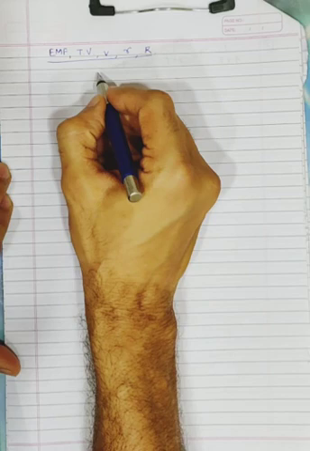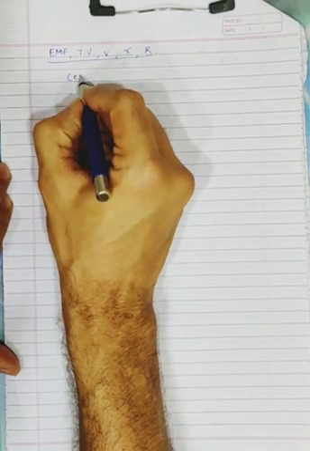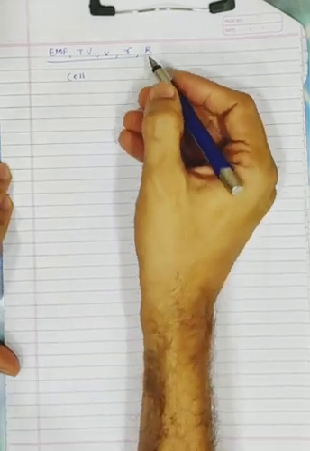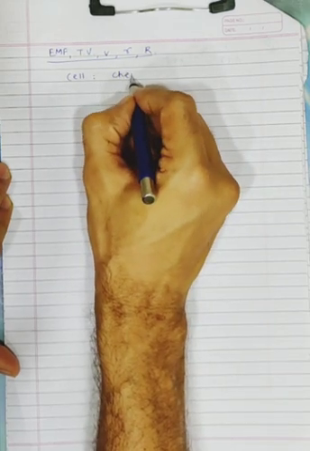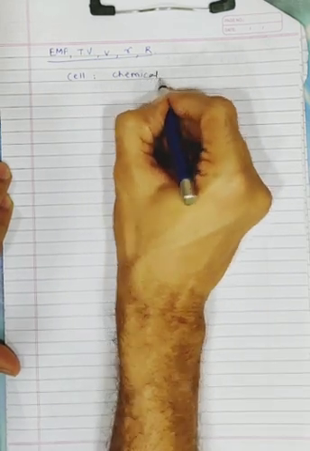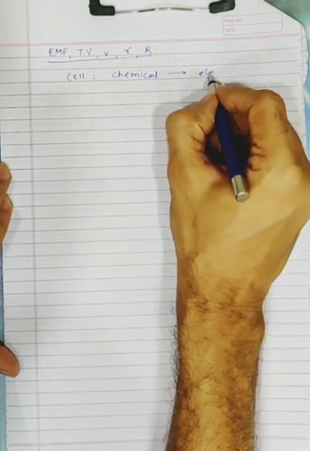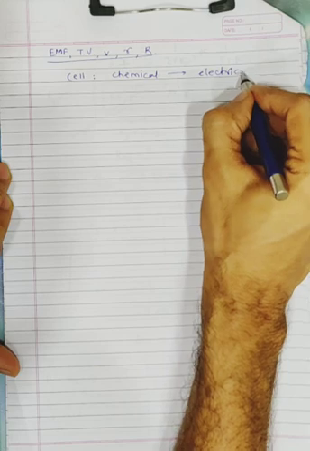See, to get the current, what do we need? We need an electric cell. What does an electric cell do? It basically converts chemical energy into electrical energy. An electric cell converts chemical energy into electrical energy.